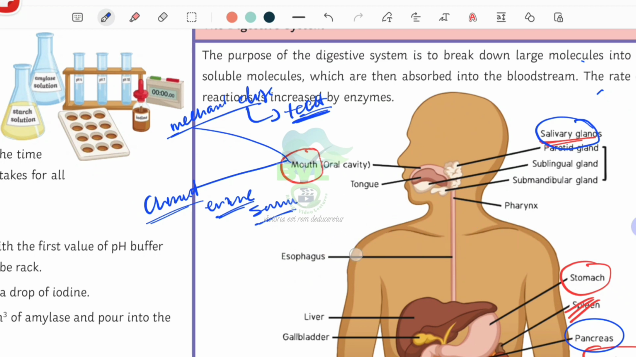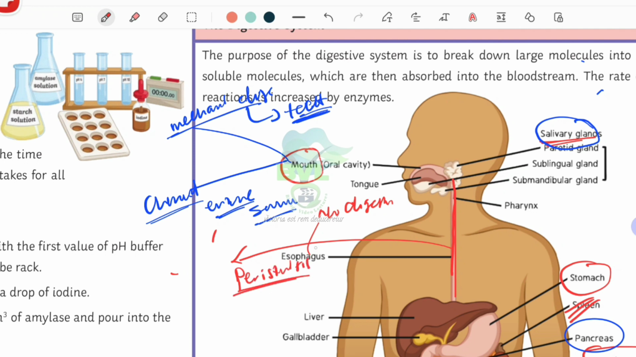The next thing you want to know is that when you swallow the food, it goes from the mouth to the esophagus. In the esophagus, what you need to know is that there's no digestion here. It just transports the food from the mouth to the stomach. And food moves in this process by a process called peristalsis.